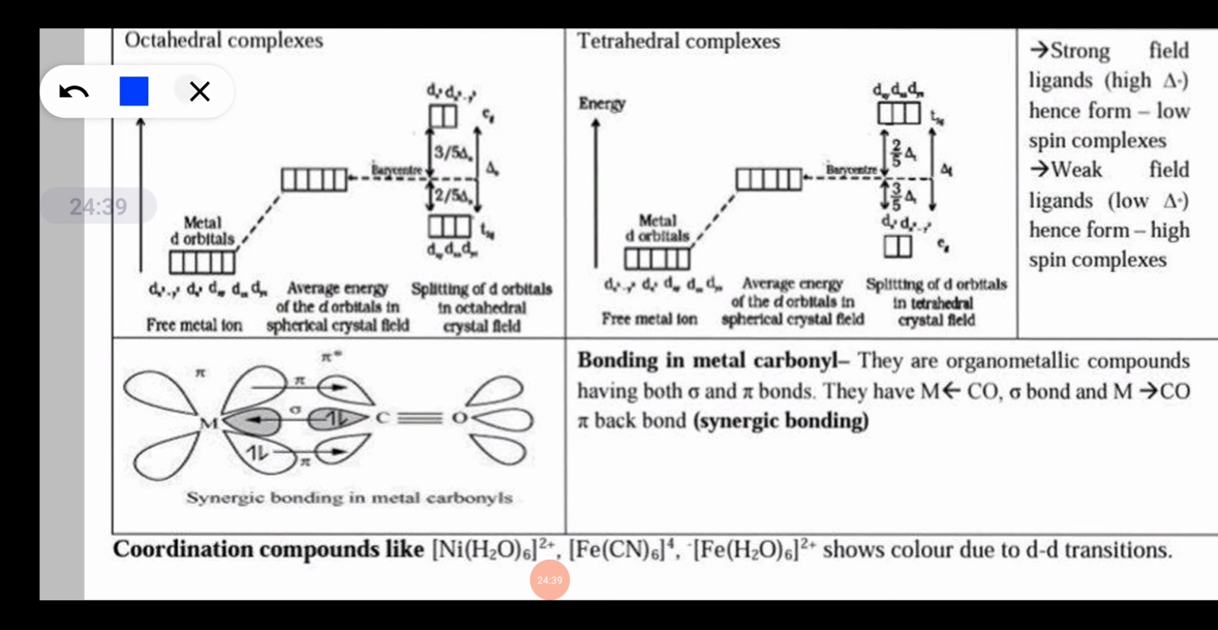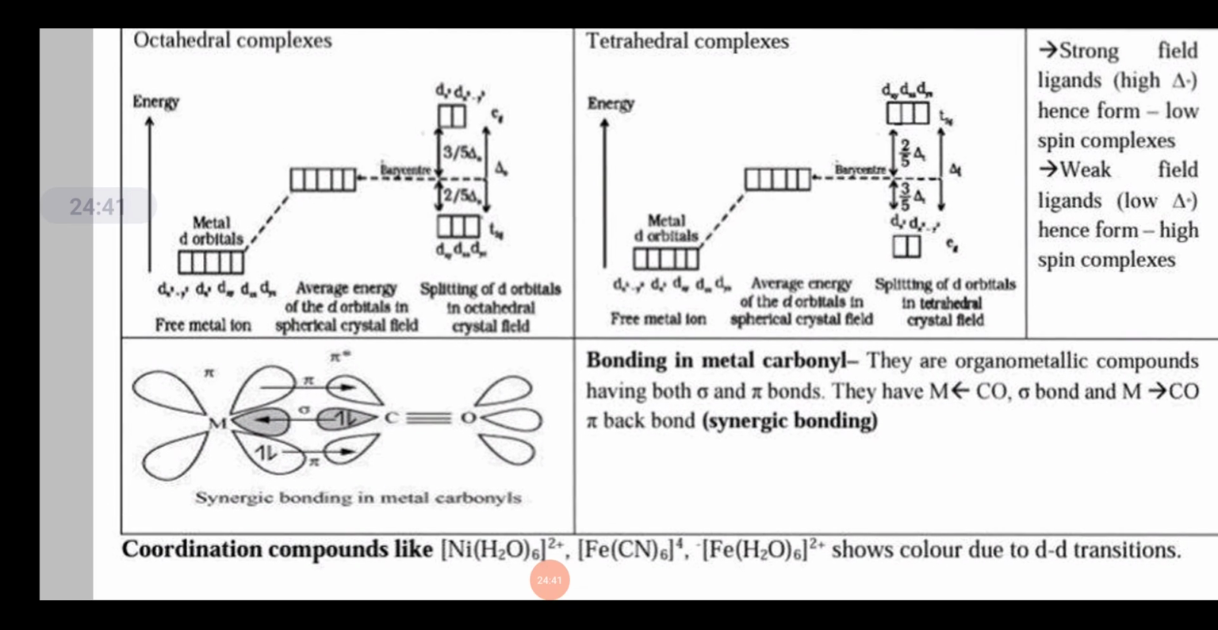Next, a question is asked in coordination compounds on color also. You will be asked why hexaaquanickel(II) shows color, hexacyanidoferrate(II) shows color, hexaaquairon(II) shows color, while another complex given against it does not show color. So you have to explain like this: it contains unpaired electrons. You have to write the electronic configuration.